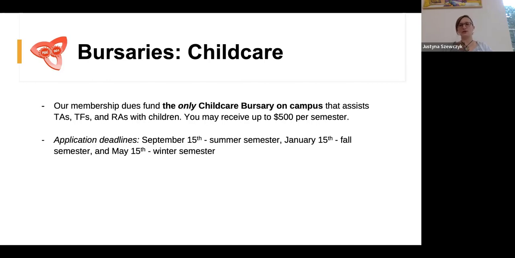Any graduate student worker with children who has an expense related to childcare, and this does not have to be an expense in Canada, it can also be outside of Canada. Basically, if you are a TA, TF, or RA with a child, you can apply for this bursary and receive up to $500 reimbursement. So if this is you, please do apply.